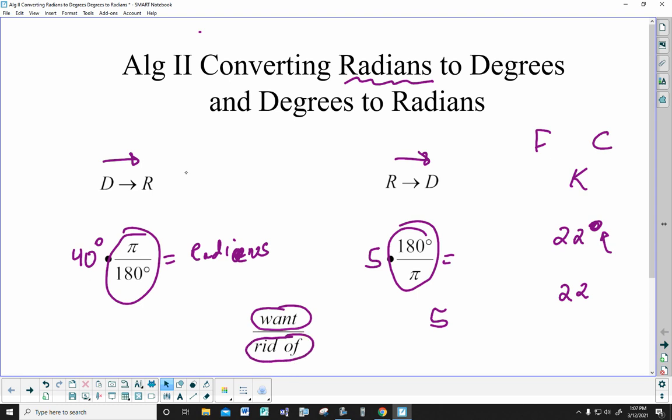Let's go back to this example of 40 degrees. I want radians, so I know it's pi. There's no degree symbol with it, so that's why it's radians. And what I want to get rid of are degrees. It's not that 180 is what I want to get rid of, it's degrees around the bottom. That's what I want to get rid of, so that belongs on the bottom.